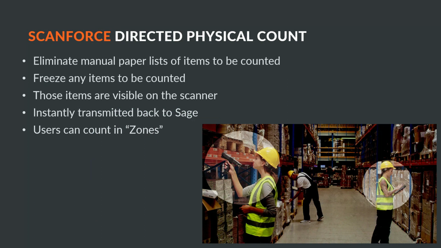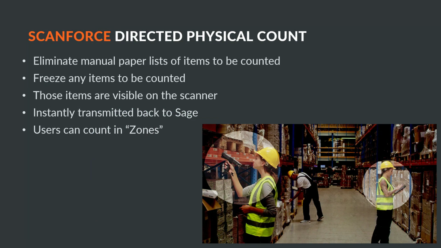So what we do with directed physical count, we freeze the items that we want to count. What that does is it sends a to-do list to the handheld. And so now these people know exactly the items that need to be counted, and they can ignore everything else because you want a quick answer on just those items to be counted. So you don't want them to take the time to count the whole aisle. Just count 2 or 3 bins, send me the information back. And by the way, when they're done counting on the scanner here, they just hit a button. They're just going to scan here. They hit a button, and boom, it's instantly back in Sage.